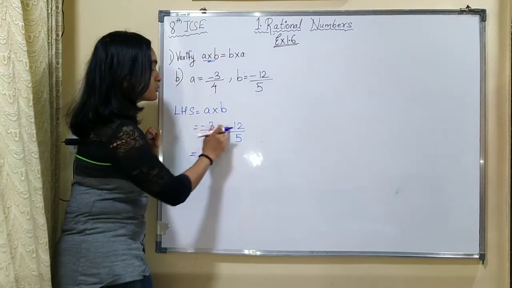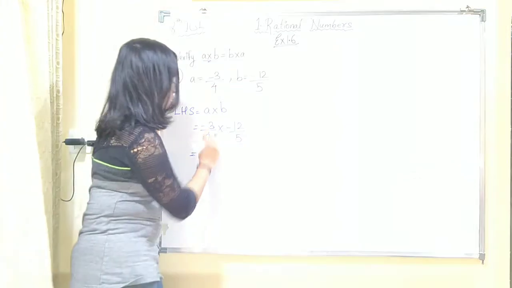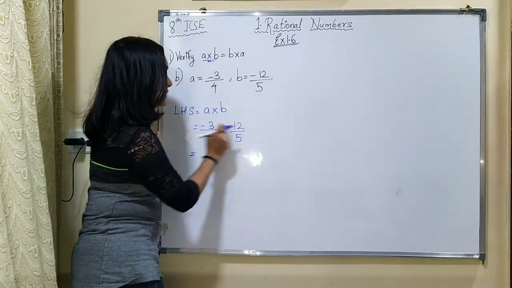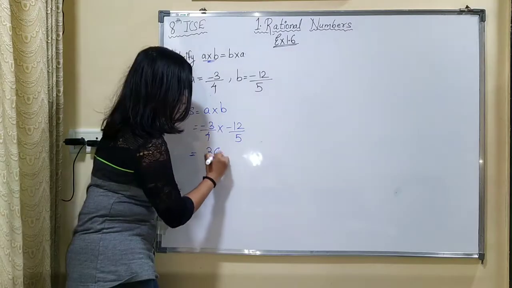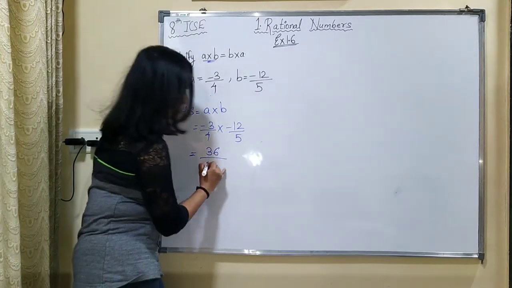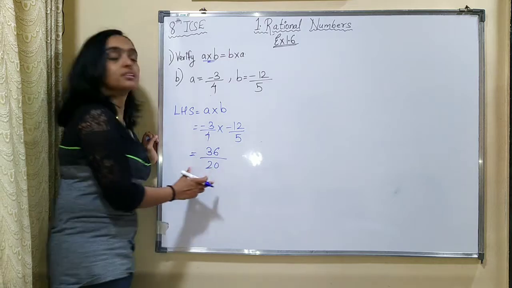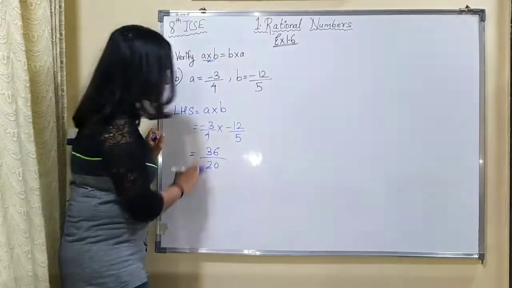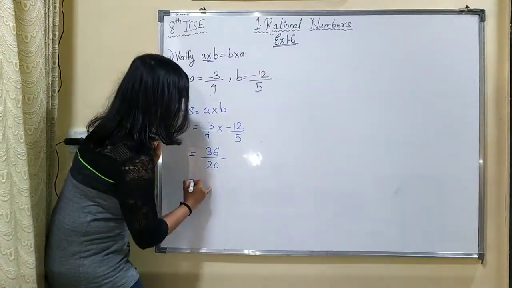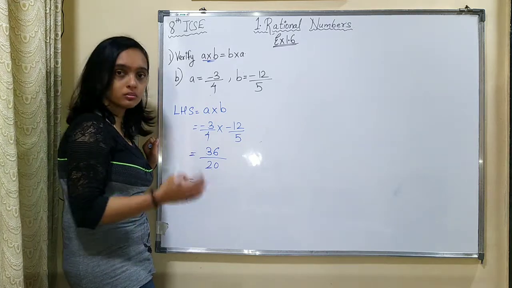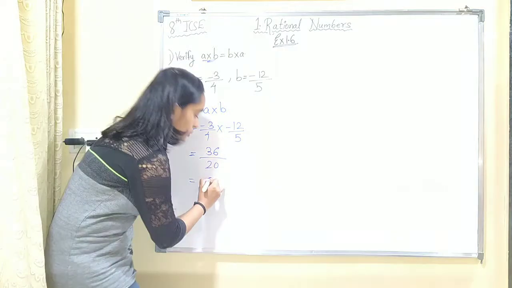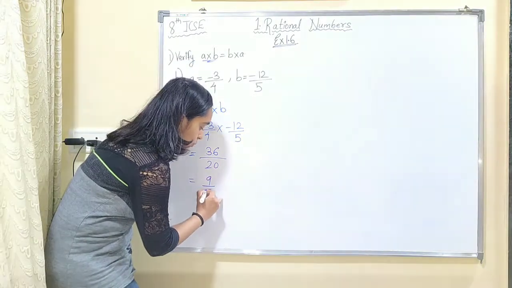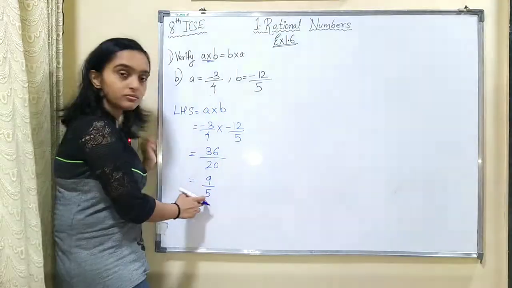Okay. So minus minus will give you plus. Then we have 12 multiplied by 3. So 12 threes are 36, and 4 fives are 20. So your LHS is 36 upon 20. Now we can reduce it further. Okay. So we will reduce it by 4. So 4 nines are 36, and 4 fives are 20. So it will be 9 upon 5.